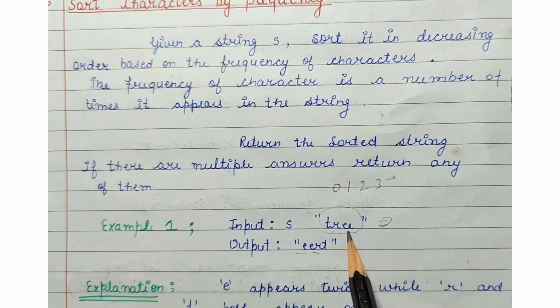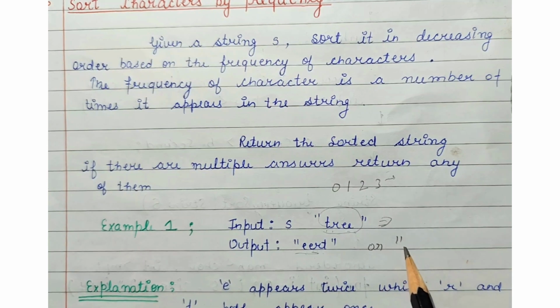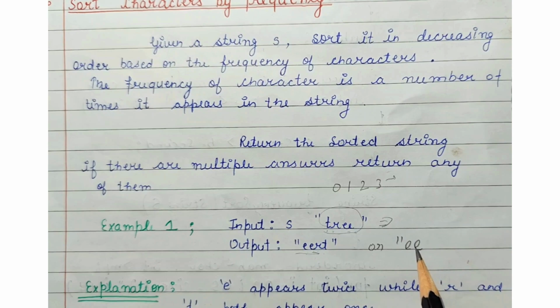So in this string, E has the higher frequency, so first we display E 2 times, then R comes once, so R we write here. T also has frequency one, so we write T only one time. Or another output is: E must appear 2 times, so we include E 2 times. After this we can include T first and R second, so both answers are valid.